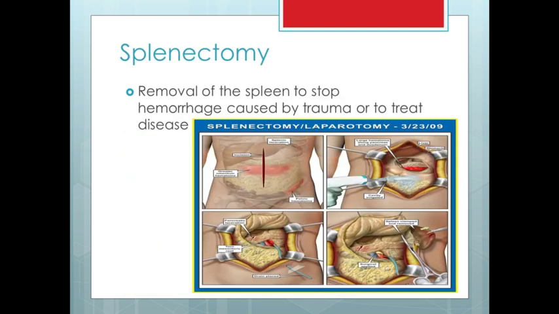A splenectomy is the removal of the spleen to stop hemorrhage caused by trauma or to treat disease. Hemorrhage is always a concern when performing a splenectomy. There are 4 steps to correct acute hemorrhage.